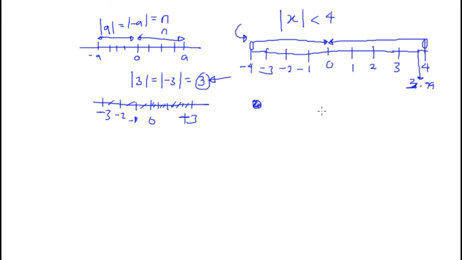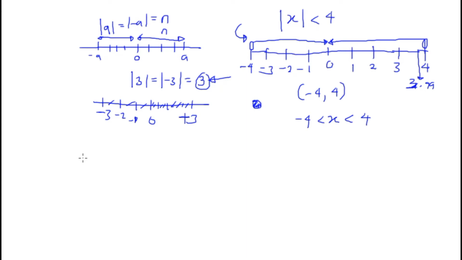So we can write the interval notation for this as (minus 4, 4). That is, it ranges between minus 4 and 4. I can also write it as this: x greater than minus 4 and x is less than 4. So this is another compound way of writing an inequality of this nature.